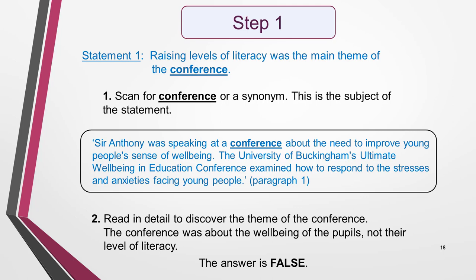I scan the first main paragraph and find conference twice. I read both sentences that contain it in detail. I'm searching for information that tells me that raising levels of literacy really was the main theme of this conference. However, the text clearly states that the conference was about the well-being of the pupils, not the level of literacy. The answer is therefore false.